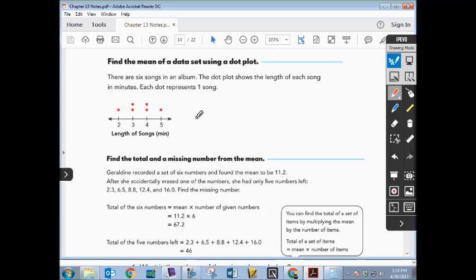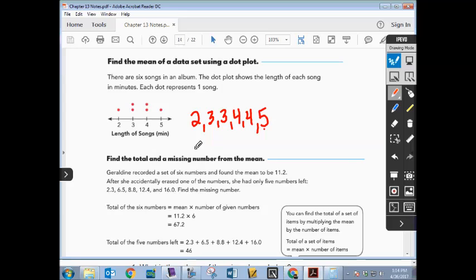So that's 1 dot on 2, so that means there's 1 two-minute song. There are 2 three-minute songs. Okay? There are 2 four-minute songs. And then there is 1 five-minute song.